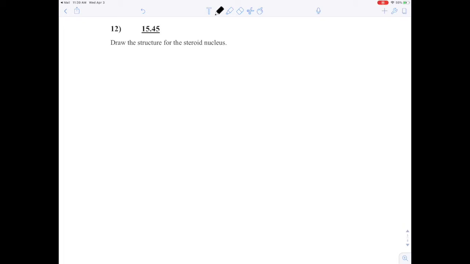Chapter 15, question 12, asks you to draw the structure for the steroid nucleus. So if someone were to draw any sort of molecule and ask you, is that a steroid? Or say you're working in a pharmacy and with every drug will come a picture of the structure of the molecule and you want to know whether it's a steroid or not. How do you know? If a molecule has what's called the steroid nucleus, then it is a steroid. If it doesn't have the steroid nucleus, then it is not a steroid.